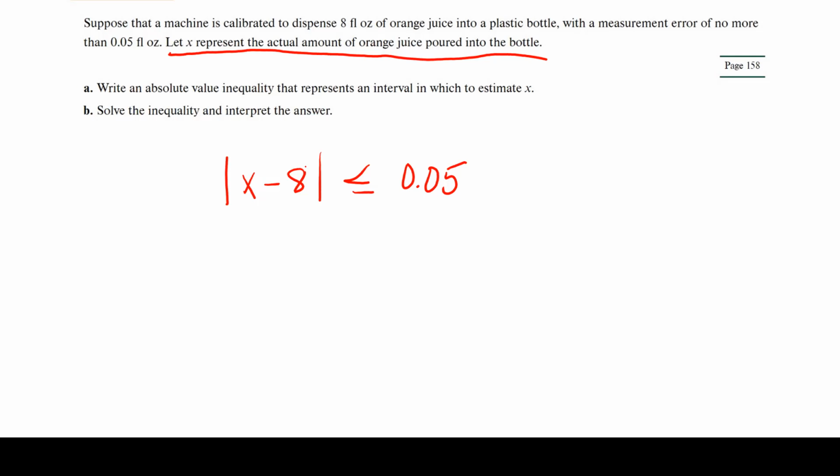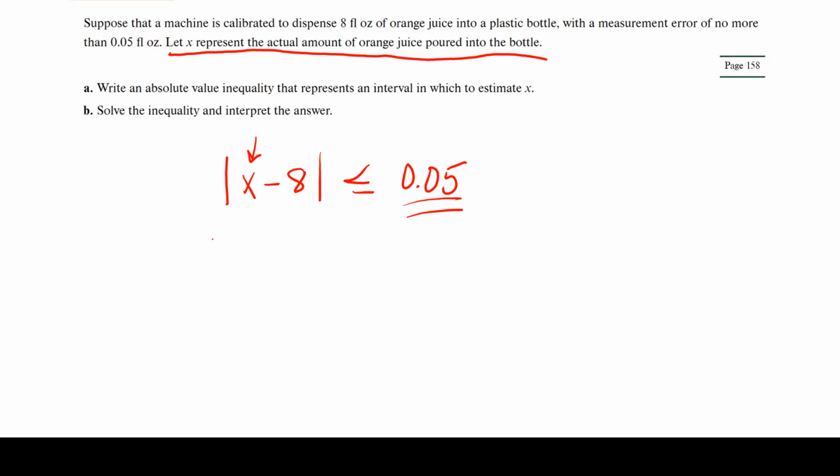So you're saying either, if X is 8.05, that's okay. If it's 8.04 or 8.02, that's all right. Or if it's 7.95 or 7.96, that's okay. So whatever X is, if you subtract 8 from it, you want that number, it could be negative or positive, but you want the absolute value of it to be less than or equal to 0.05.